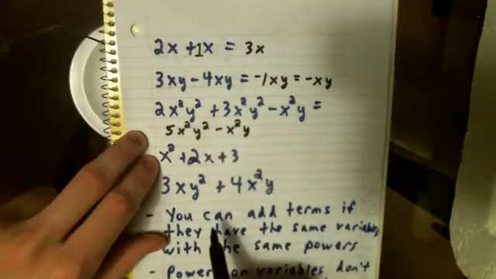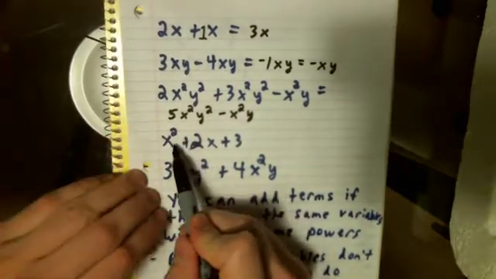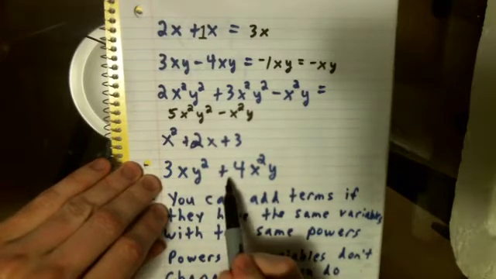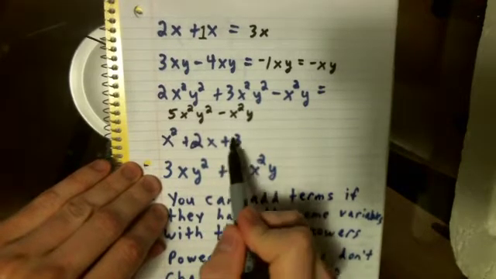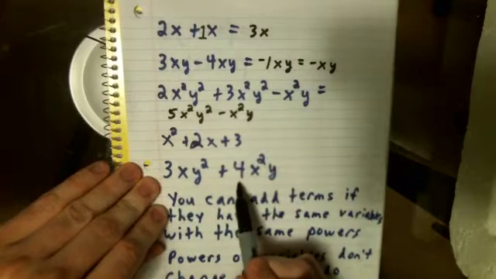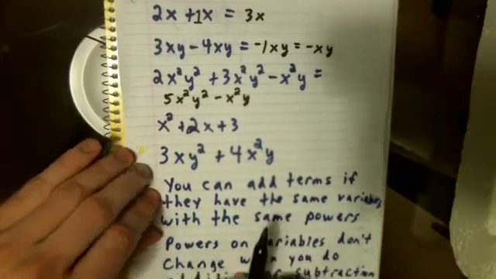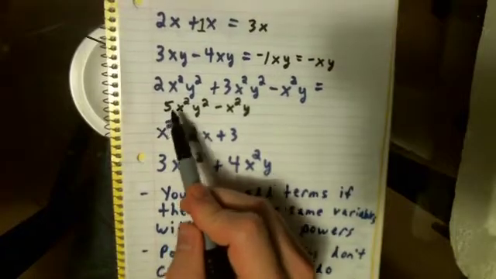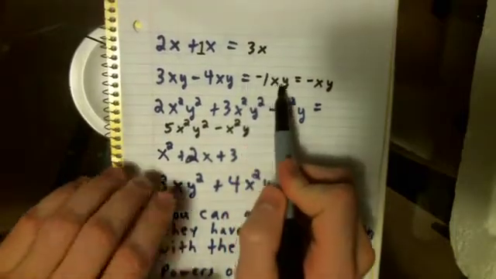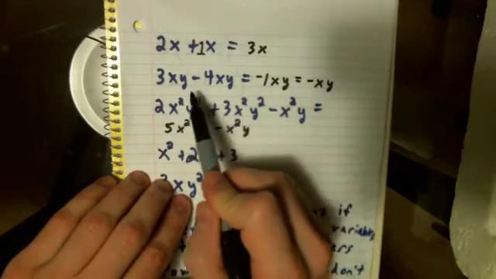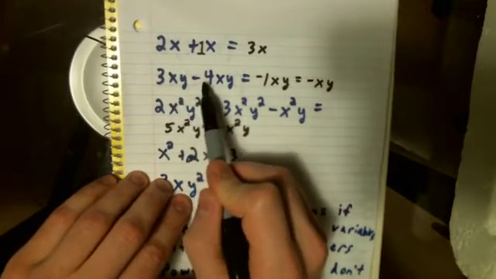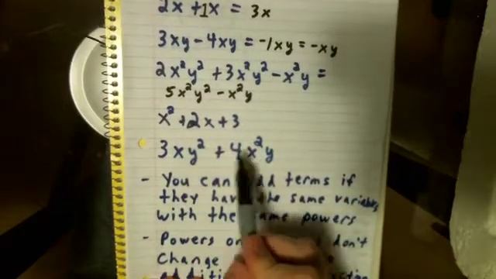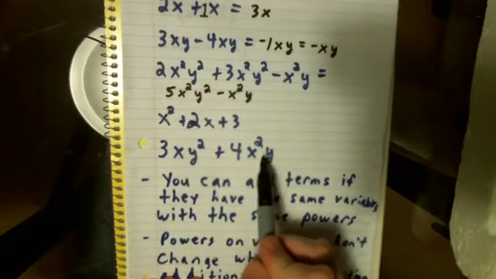So if expressions that look like this, x squared plus 2x plus 3, and 3xy squared plus 4x squared y, there's nothing we can do to simplify these things any further. The reason is the number in front of our monomial indicates how many of that quantity we have. Like back here, we had 3xy's, and we are subtracting 4xy's. And down here, we have an xy squared and an x squared y.